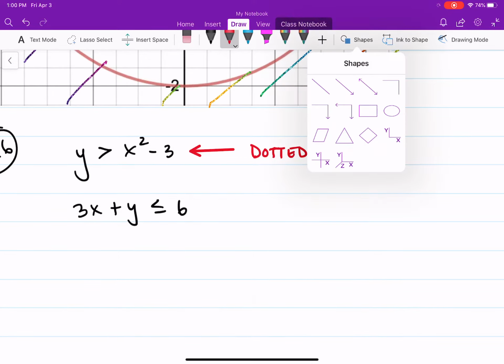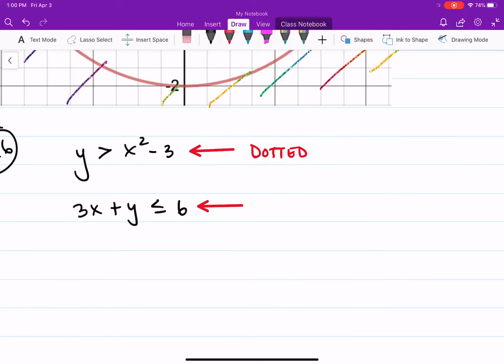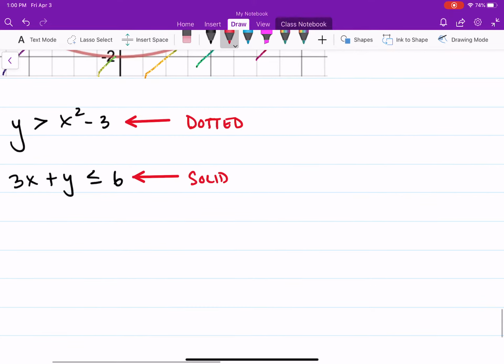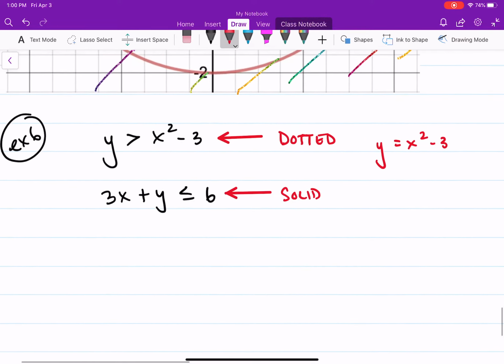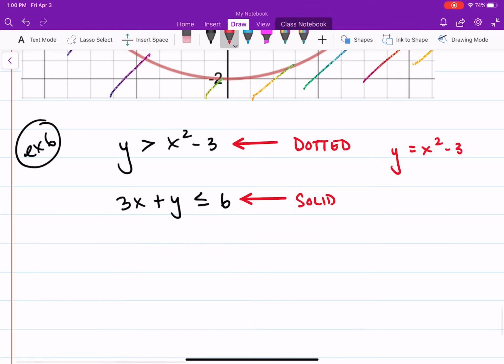And this one here is going to be solid. Okay? That I know. So after that, I'm just going to graph y is equal to x squared minus 3, which I know is a parabola. In fact, it's going to be a smiley face parabola. The second one is a diagonal line because there's an x and a y, neither one bigger than a power of 1. So it brings me back to graphing a line.